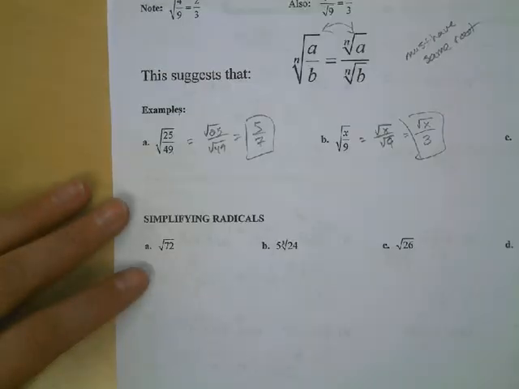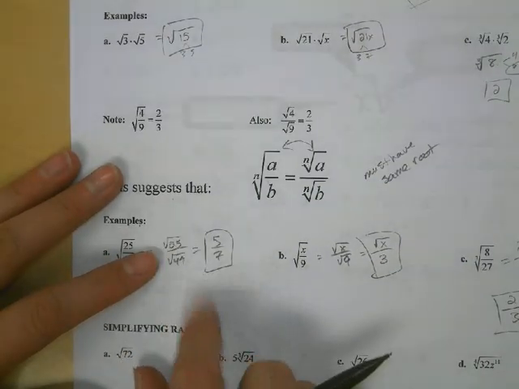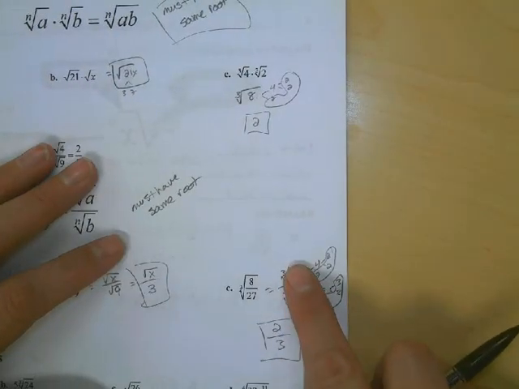Okay, so now let's look at simplifying radicals that aren't perfect, because so far everything we've done is absolutely perfect. They're perfect squares is what we call them. 25, 75, these are perfect cubes, right? Cubed root of 8 is just 2. Okay, so now let's look at stuff that's not perfect, okay?